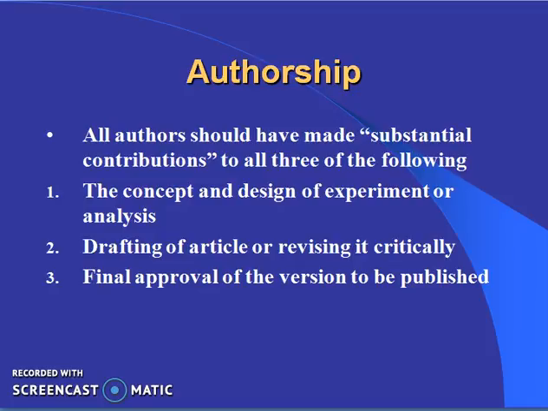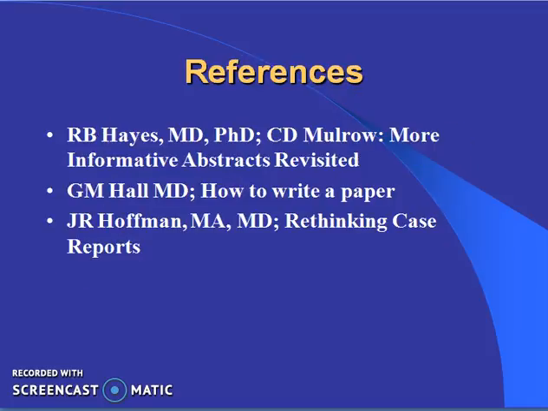There's another concept that we have to add along with the abstract, that is the authorship details that you have to give. All the authors who have made substantial contributions to all three of the following should be included as authors or co-authors. That is the concept and design of experiment or analysis, drafting of the article or revising it critically, and final approval of the version to be published. So here are some references which you can refer to get more knowledge about how to make your abstract a perfect one.